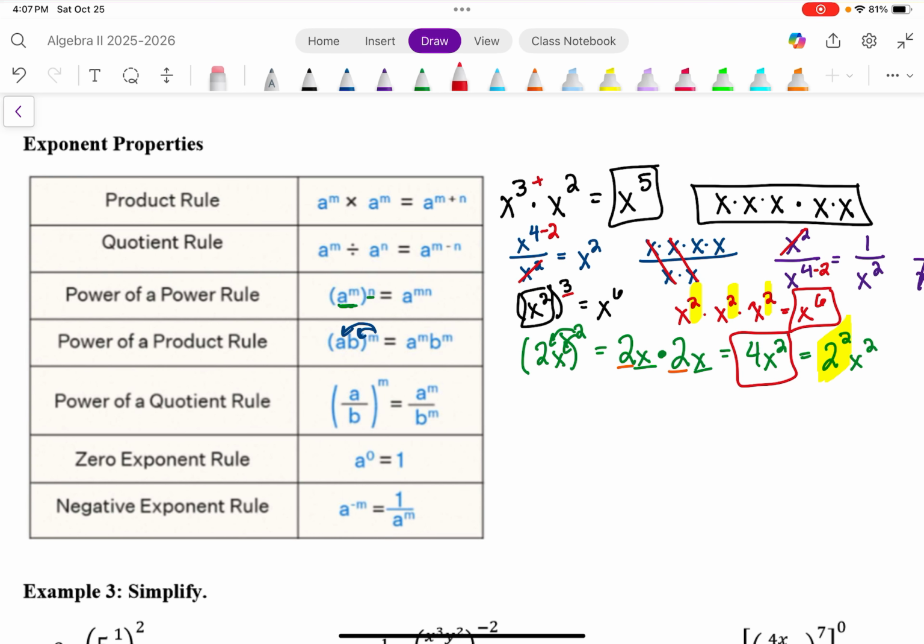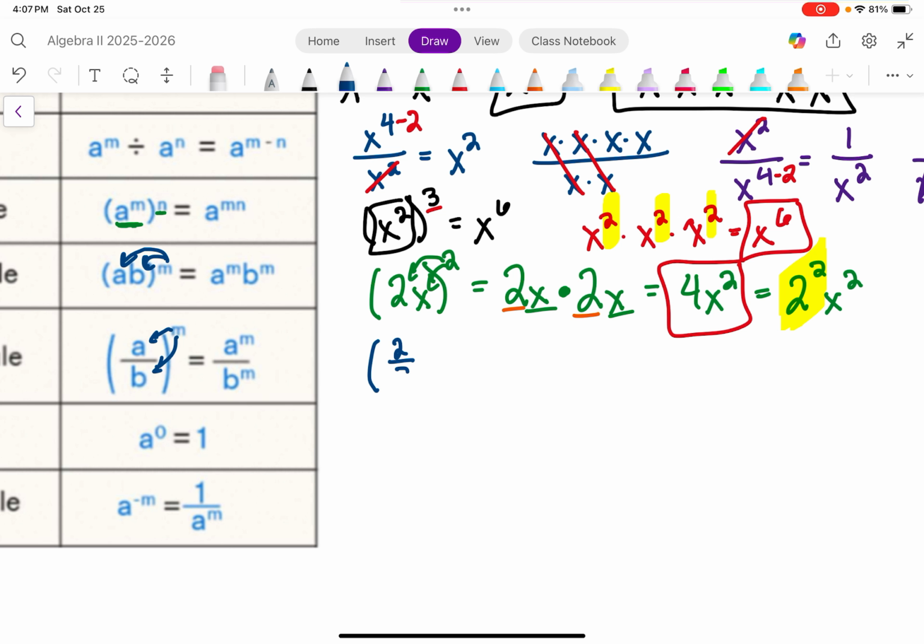Okay, next we have the power of a quotient rule. So we have (a over b) raised to the power of m. For this one, anytime you have a fraction, that exponent gets applied to both the numerator and the denominator. So for example, if we had 2/3 squared, we would have 2 squared over 3 squared. That gives us 2 times 2 is 4, and 3 times 3 is 9.